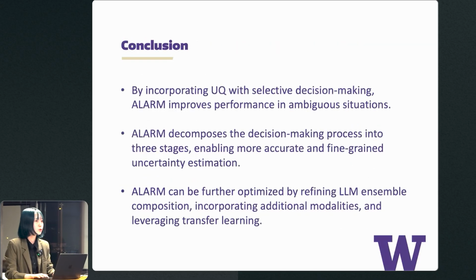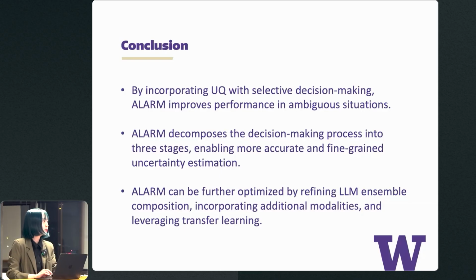And let me conclude today's talk. Based on today's talk, we can see that by incorporating UQ with selective decision making, ALARM can improve performance in ambiguous situations. And also, our ALARM decomposes the decision-making process into 3 stages, which can enable more accurate and fine-grained uncertainty estimations, as shown in the comparisons with the random drop baseline.